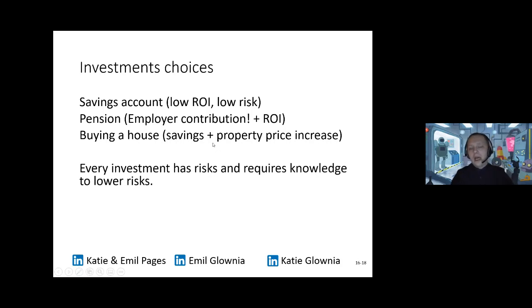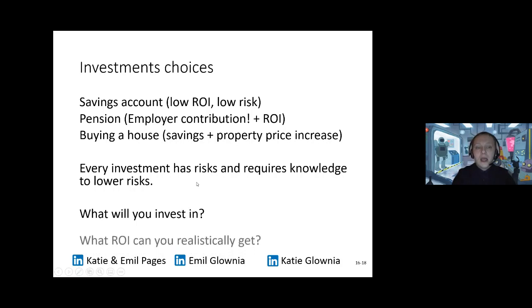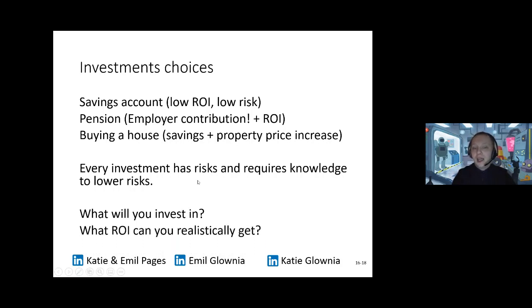Now, I'm not a financial advisor, so I don't advise anything. I just use it for myself, and that's because every investment has risks and requires knowledge to lower the risks. Questions to you: what will you invest in, and what return on investments can you realistically get? So I'm at a stage where I know I will invest in properties, and that's probably going to be this year and next year, and I have a rough idea of what I can expect from that.